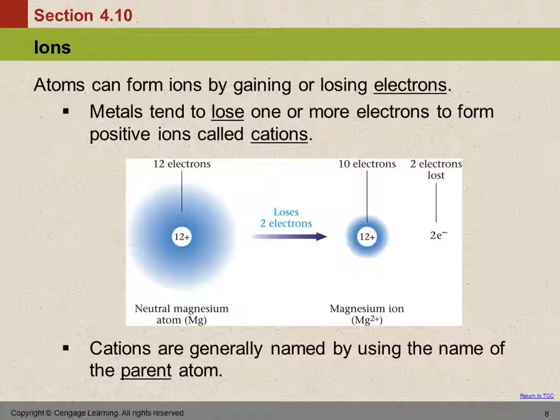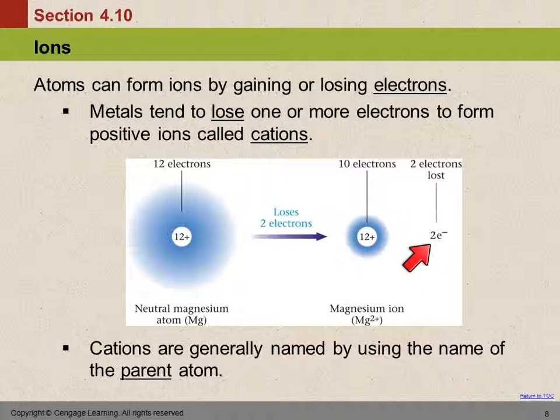So magnesium can lose 2 electrons. When it only has 10 electrons, it still has 12 protons, and now it has a +2 charge. But it is still magnesium, it's just not an atom, it is an ion. So we lose 2 electrons.